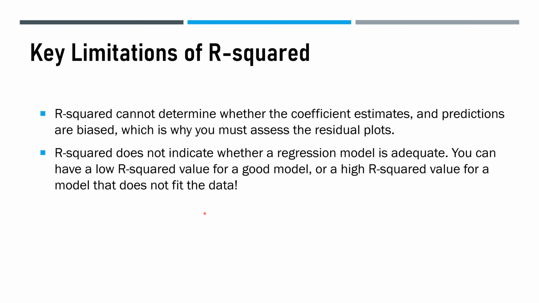Now let's see the key limitation of R squared. R squared cannot determine whether the coefficient estimates and predictions are biased, which is why you must assess the residual plots. R squared does not indicate whether a regression model is adequate. You can have a low R squared value for a good model, or a high R squared value for a model that does not even fit the data.